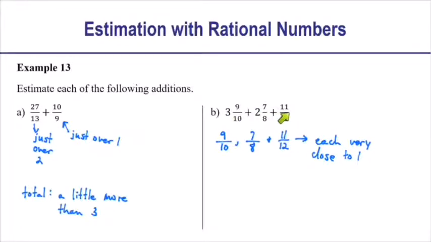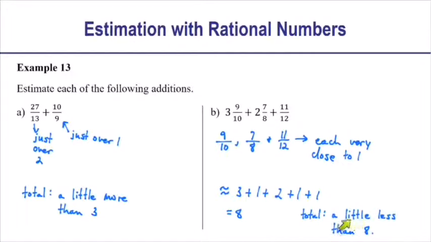And now let's just go through and write out our addition. So here we have 3 plus 1 plus 2 plus 1 plus 1. And that's going to add up to 8. And of course each of these ones is a little overestimated because each of these fractions is slightly under 1. So our total is 8, but we know that it's actually a little large. And so we could say that the total is a little less than 8.